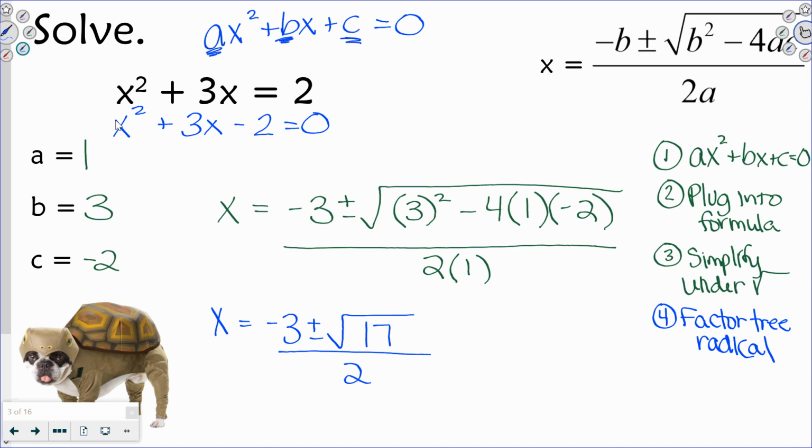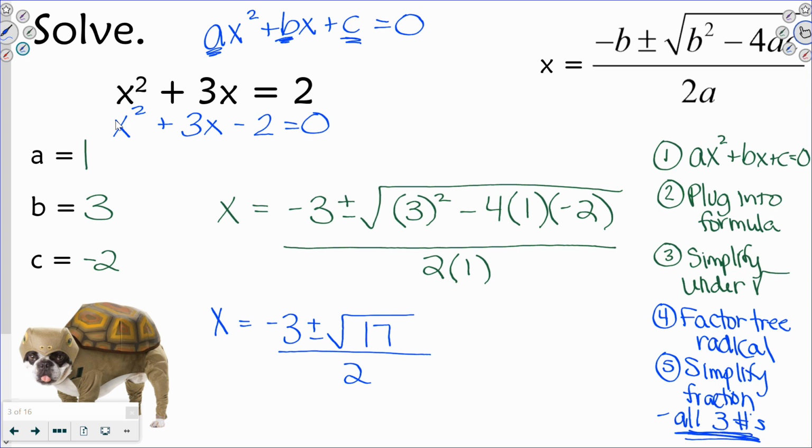So can I do a factor tree on 17? No, 17 is prime. Okay. So from there, you will then try to simplify the fraction. And make a note, it has to be all 3 numbers. The number one mistake people make is right there.